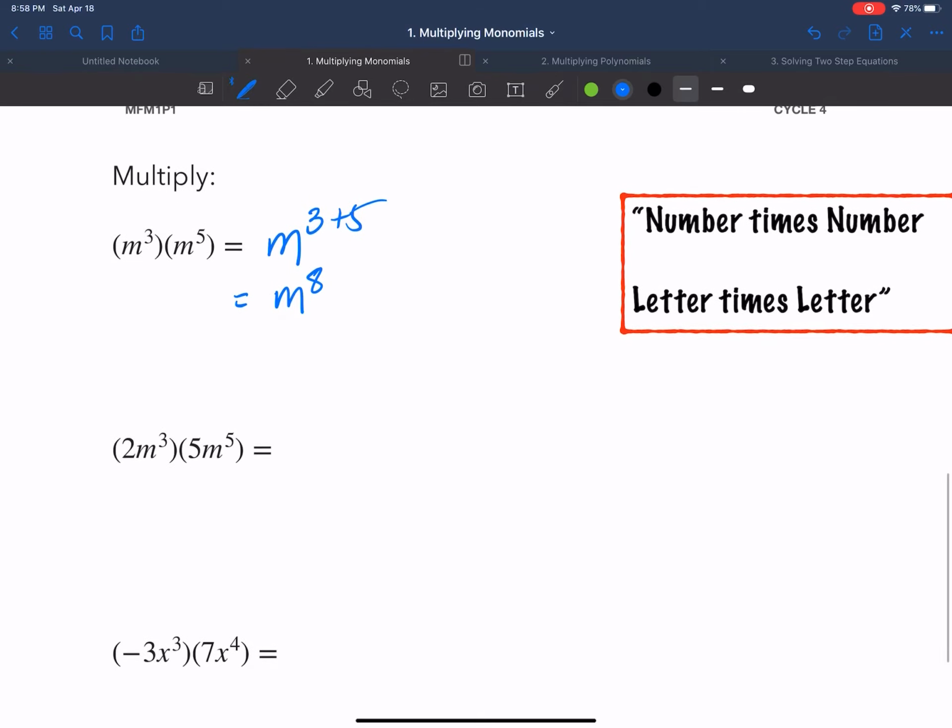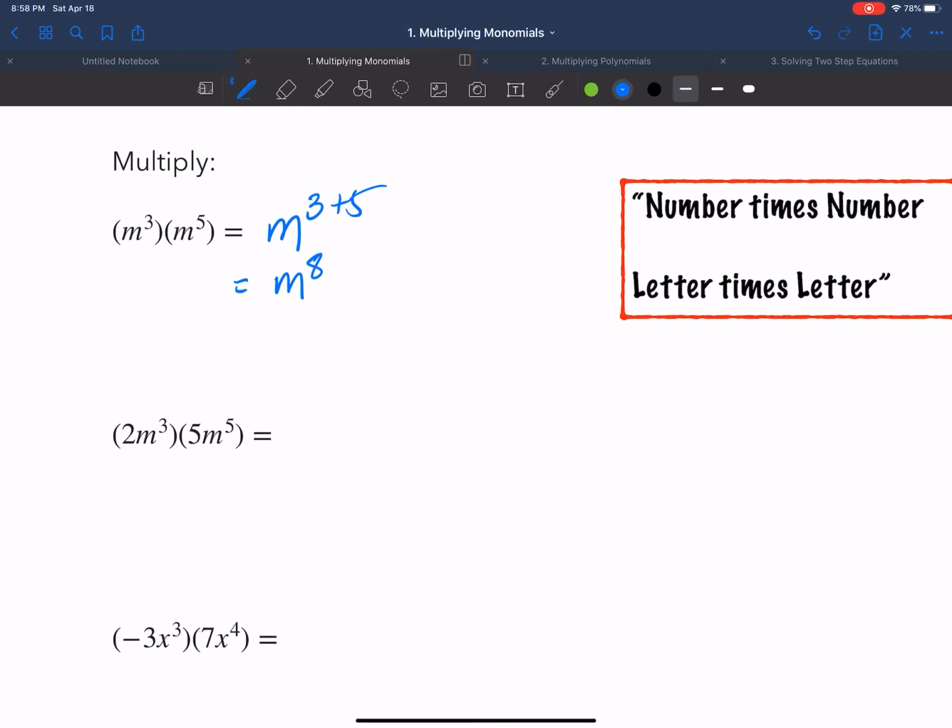Number times number and letter times letter, as it says over here, refers to this number in front and this number in front. They're called coefficients. So 2 and 5 are the numbers that I'm referring to in number times number. And letter times letter is a simple way of saying multiply the variables.